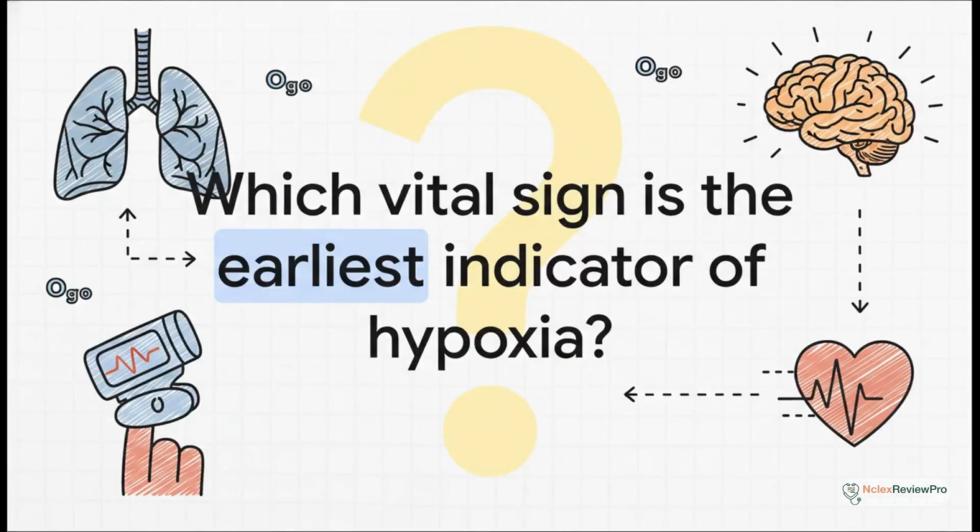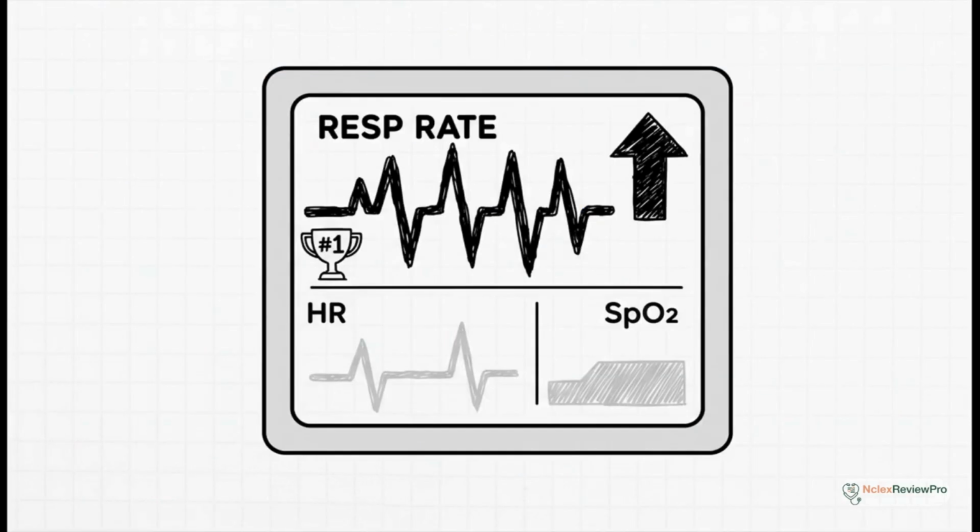And finally, we get to the vitals. Here's a classic NCLEX-style question. They give you a set of vitals and ask, which one is the biggest red flag, the earliest sign of a problem? So which one do you think changes first when a patient is getting hypoxic? The answer, almost every time, is respiratory rate.